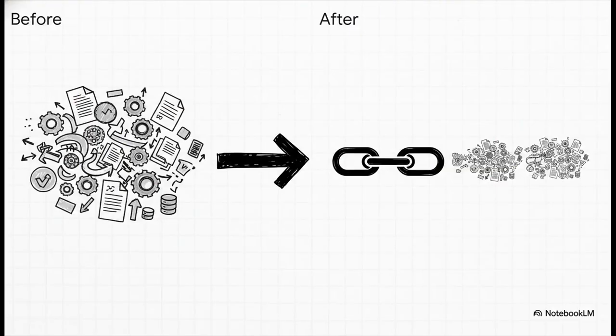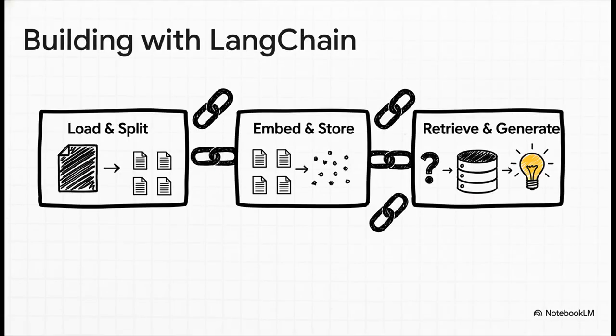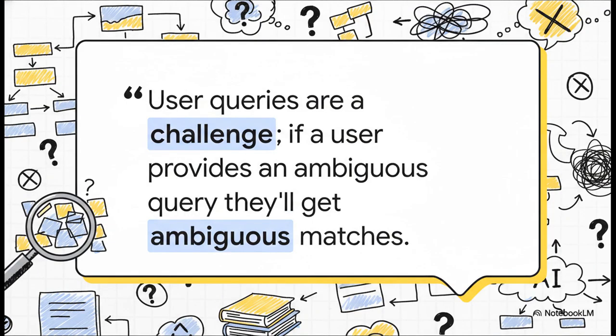Okay, that might sound like a lot, but don't worry, tools like LangChain make it way easier. LangChain has ready-made parts for everything: loading docs, making embeddings, and connecting it all together. But here's a catch. What if your question is kind of vague? That's a huge challenge for these systems.